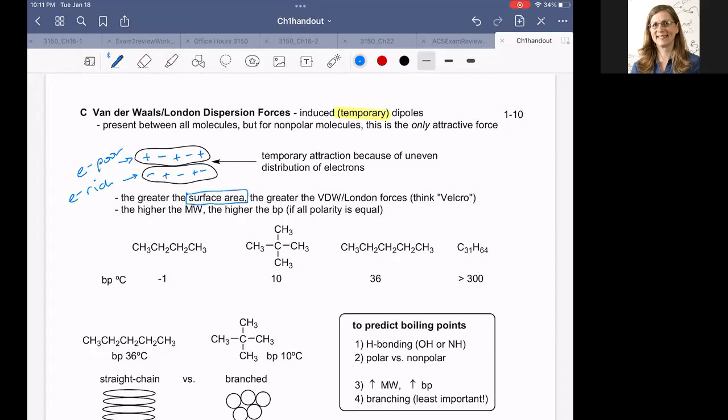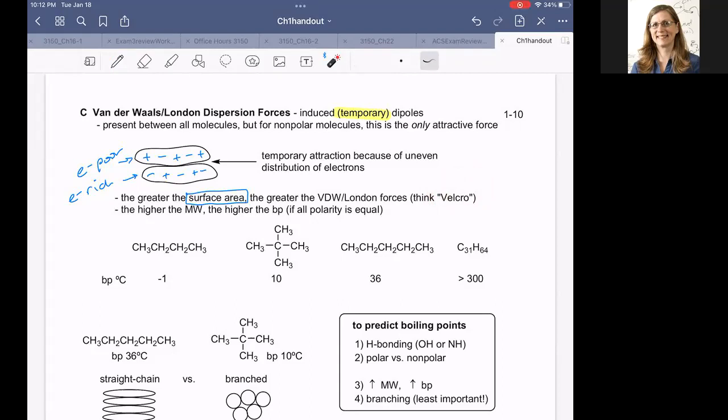The bigger the molecule, the bigger the surface area, the more they're going to stick together. This is what the observation really is: molecules are just sticky. They like to stick to each other because they have electrons that might be shifting around. So the effect we have there is kind of like Velcro.